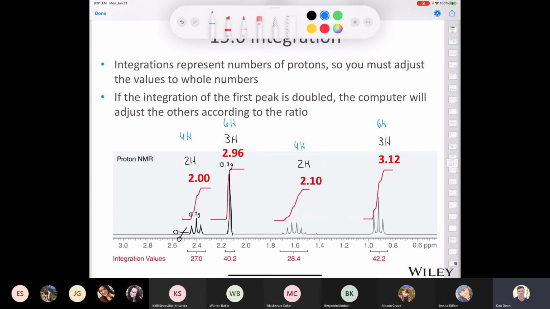If you doubled all of those numbers, okay, so again, it's just the relative number. And then if you're like, well, then how the hell do I know?